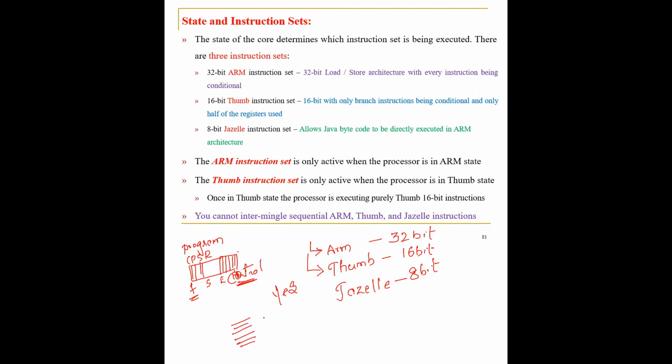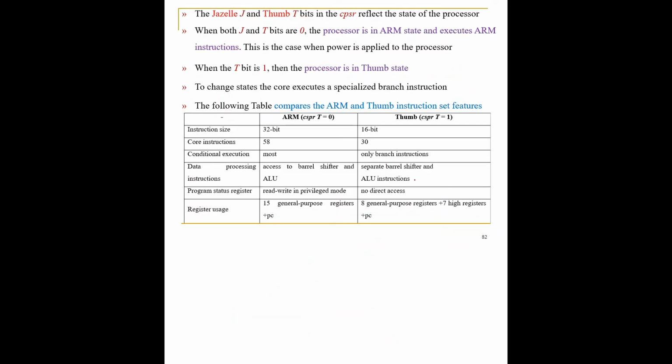it should either be a 32-bit program, a 16-bit program, or an 8-bit program. You cannot say that I am going to write 3 lines of 32-bit, 4 lines of 16-bit, and the remaining 5 lines of 8-bit. You cannot intermingle these instructions. Intermingling of these instruction sets is not possible. This is regarding the instruction set. Let's check out the Jazelle bit and Thumb bit, and how these bits can be enabled, later.